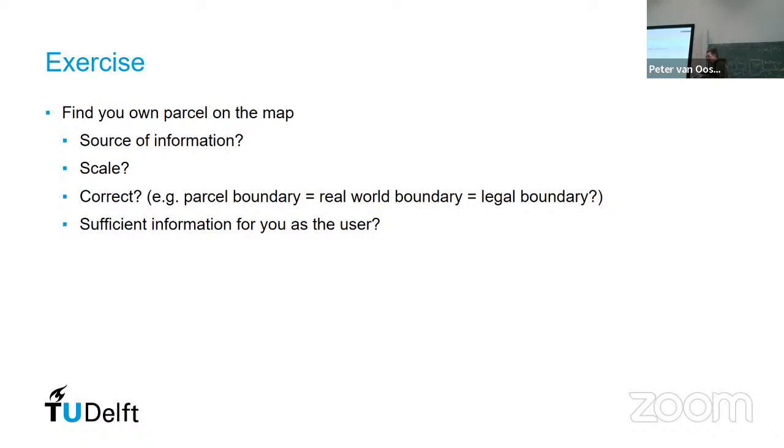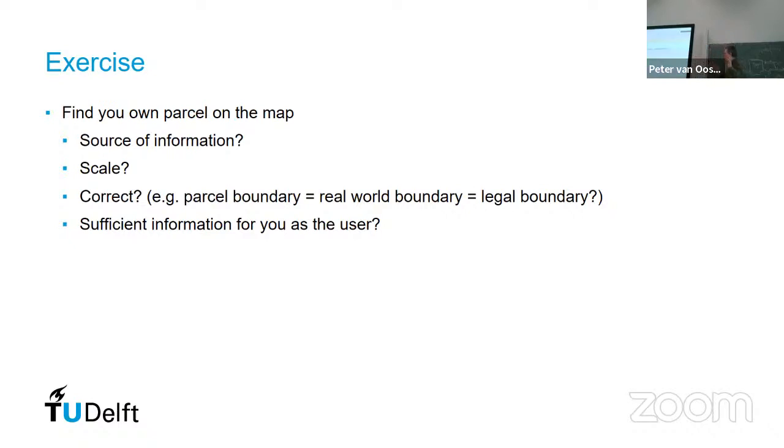Find your own parcel on the map. It can be a parcel here in the Netherlands, or you go back to your country of origin. Or just think, what number will that be? Can I find it in the system of search? So just try to find it.